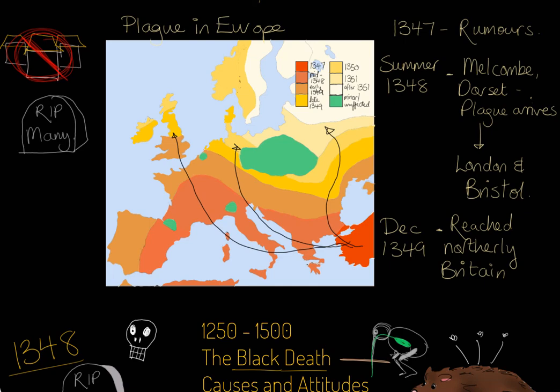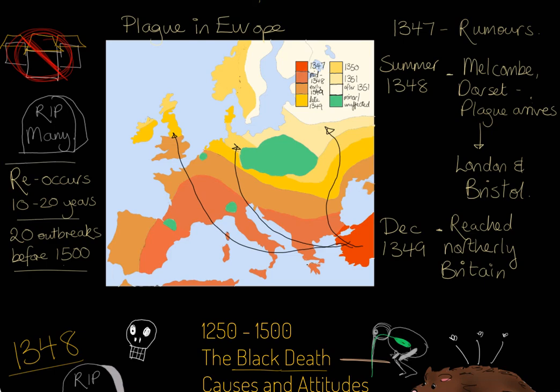And even after it's died down, which it does by about 1351, the plague then reoccurs sort of every 10 or 20 years. There would be further smaller epidemics every 10 or 20 years afterwards. Apparently there were 20 outbreaks before the year 1500. So this is a disease that causes people a lot of problems, and those problems are really ongoing.